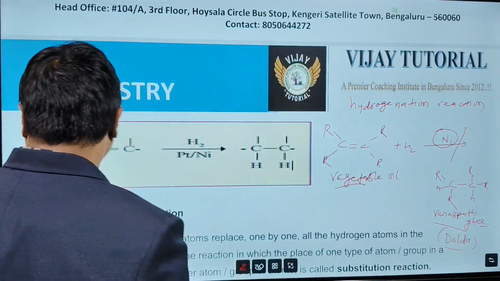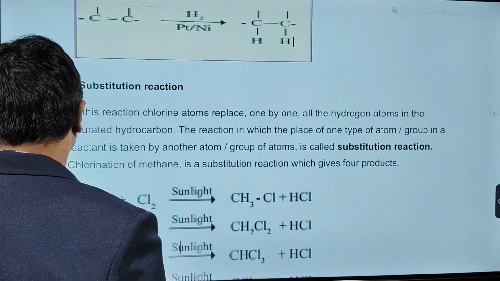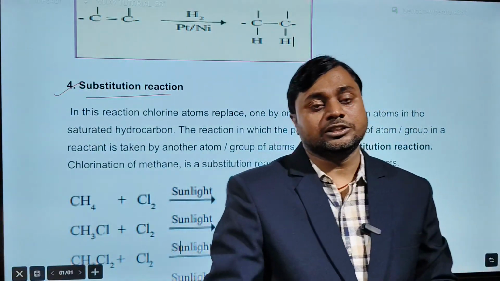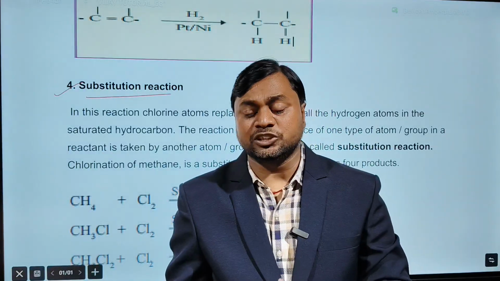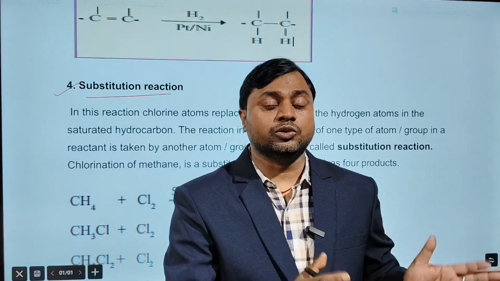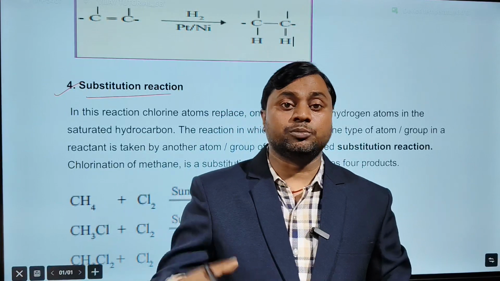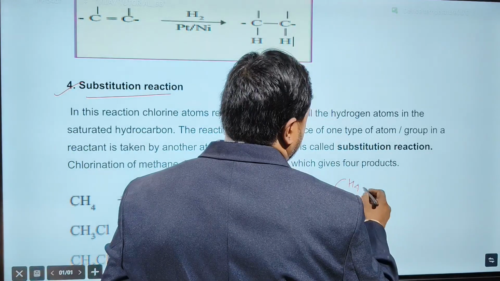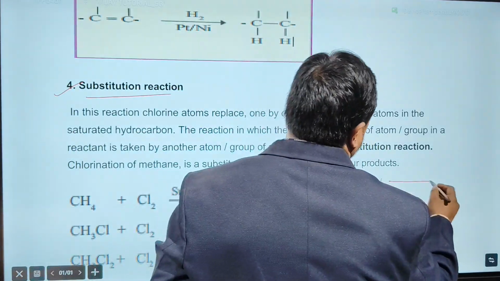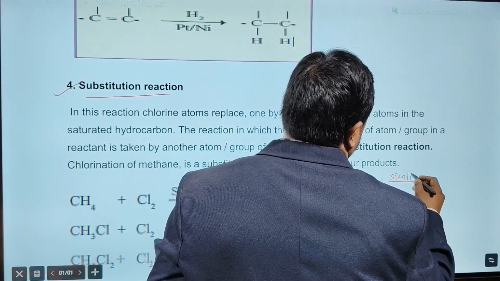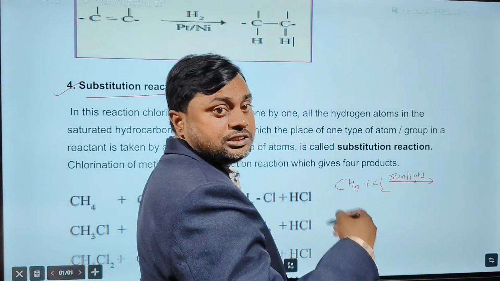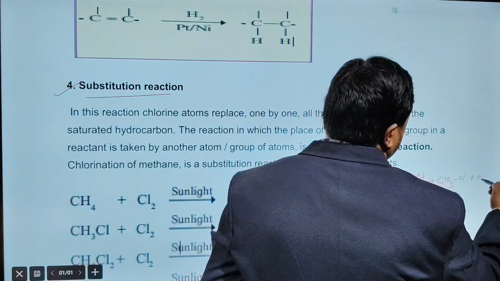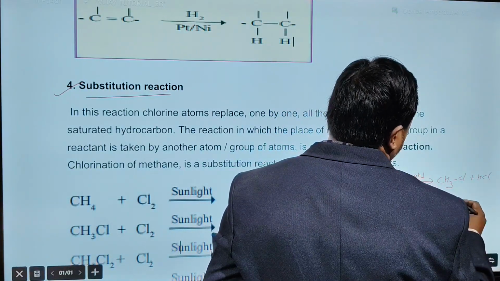Next reaction is the substitution reaction. Generally, saturated hydrocarbons undergo substitution reaction. In this, chlorine is passed through the saturated hydrocarbon, so hydrogen is substituted by chlorine atoms. Let's take an example like CH4, methane. Here if Cl2 is passed in the presence of sunlight, one hydrogen is substituted by one chlorine atom. So it will form CH3Cl plus HCl, forming chloromethane.